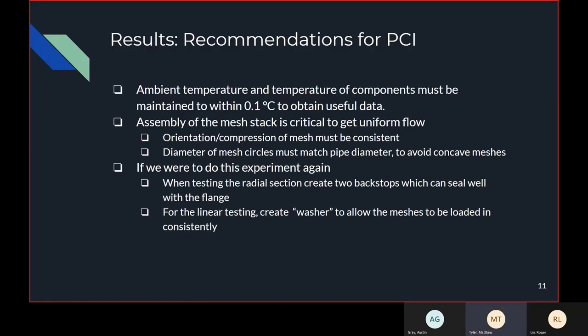If we were to do this experiment again, we would create 2 backstops for the radial section, having one of the backstops be able to seal well with the flange to avoid any issues with air escaping instead of going through the meshes. And for the linear testing, we would create a washer to allow a backstop for the meshes to be loaded into consistently and to be able to have the same amount of compression.